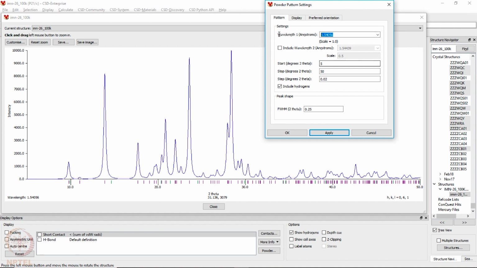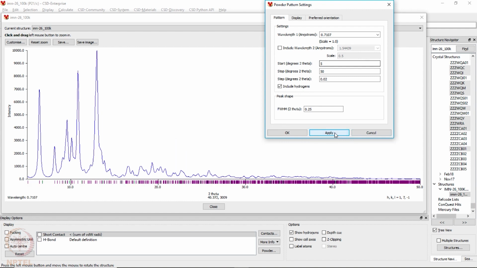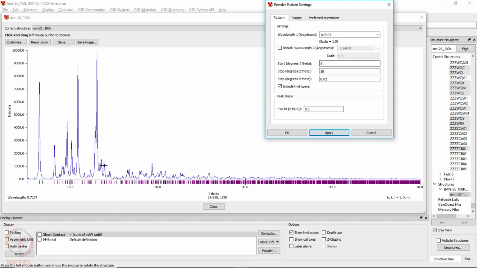Now if I change this wavelength to the molybdenum wavelength, which is 0.7107 angstrom, and apply, you see the entire pattern which was spread over a large 2 theta range is now squeezed. Most of the peaks have merged and it has become more featureless. Even if I make the FWHM 1, the peaks are very close and sort of merged. So that is why we do not record any powder X-ray data using molybdenum.